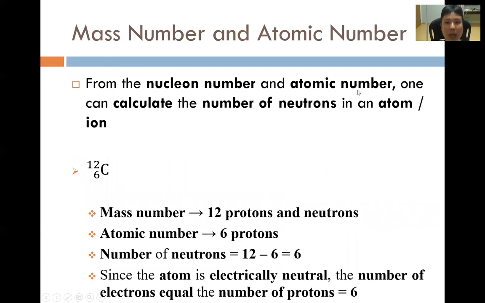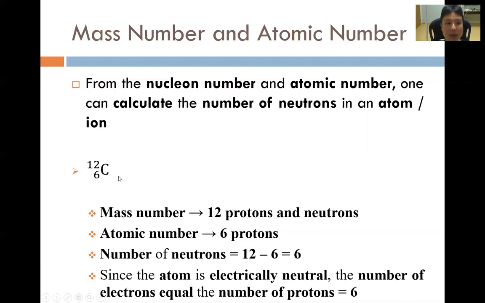From the nucleon number and the atomic number, one can thus calculate the number of neutrons in a given atom or an ion. So for example, given this symbol, whereby it has 12 protons plus neutrons and 6 protons, it would mean that the atomic number is given, which is 6, so it has 6 protons, and the number of neutrons will simply be the nucleon number minus the proton number, which is equal to 6.